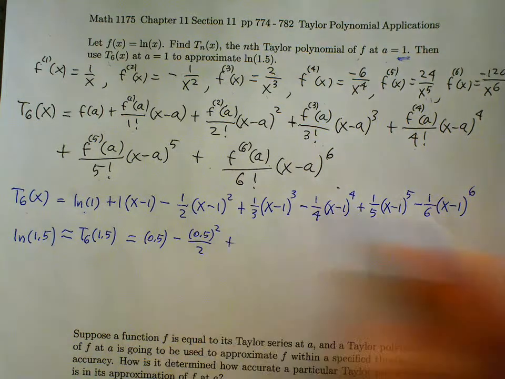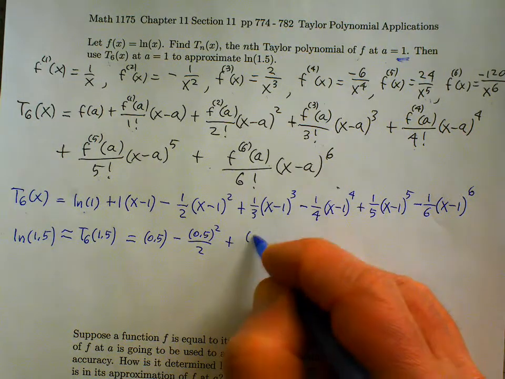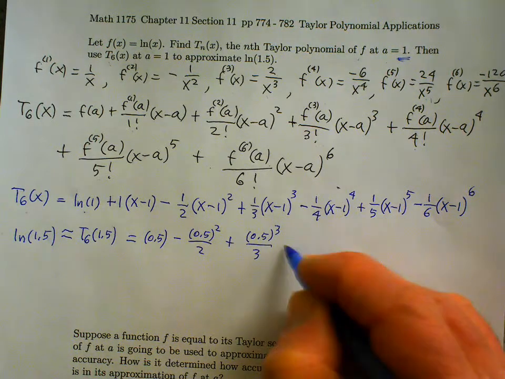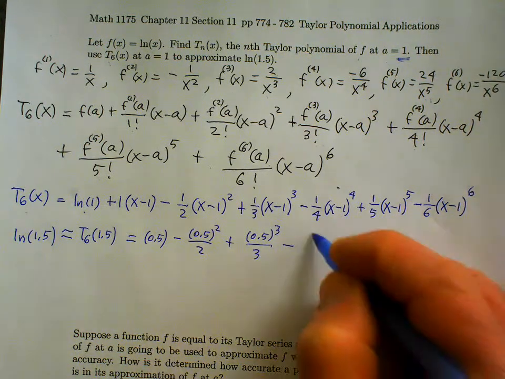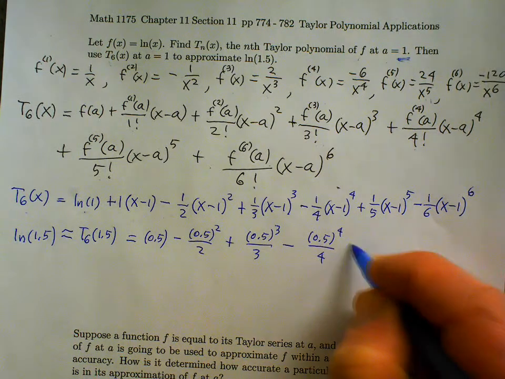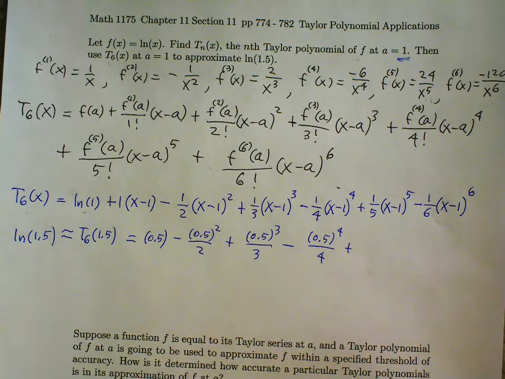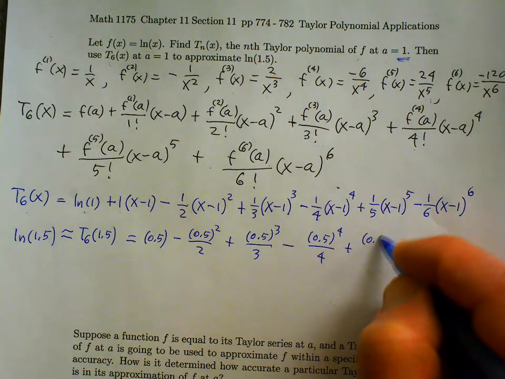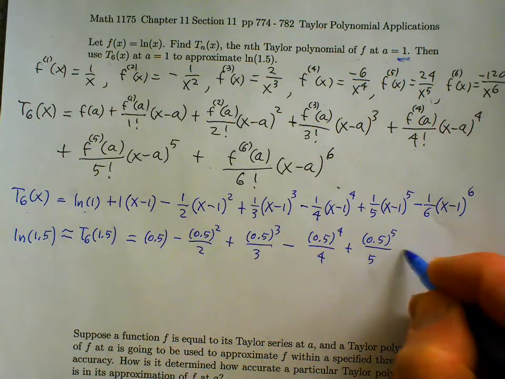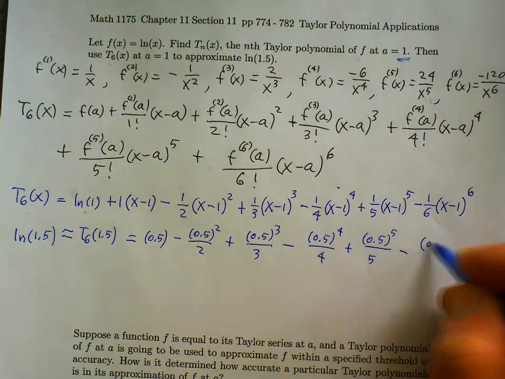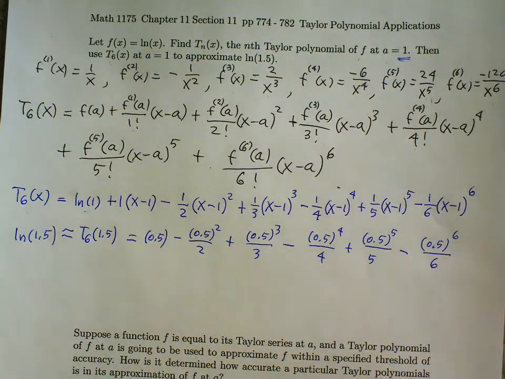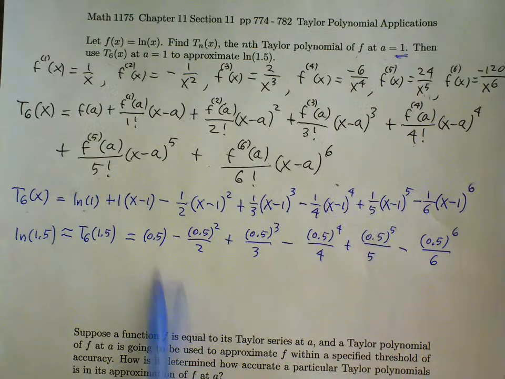And so on. The next term is going to be 0.5 to the third over 3. And then minus 0.5 to the fourth over 4. And then plus 0.5 to the fifth over 5. And finally minus 0.5 to the sixth over 6. Well, that's good enough.